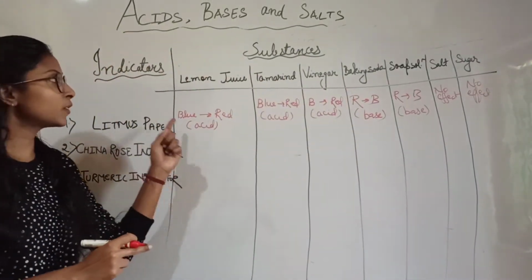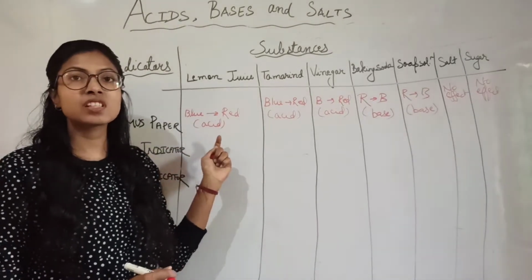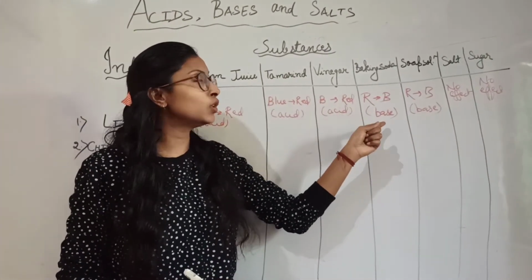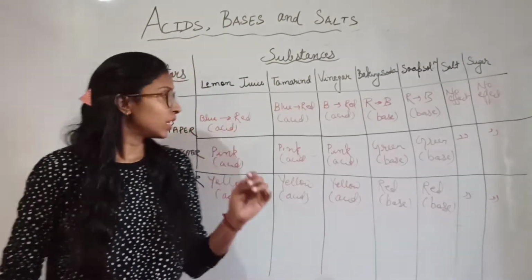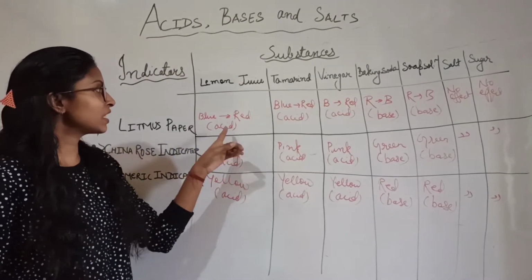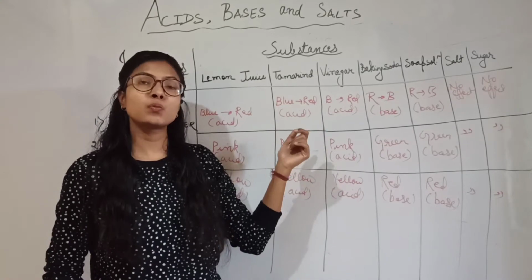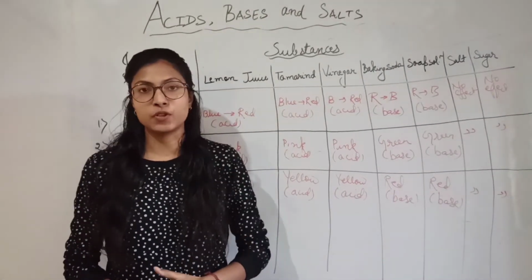So when the litmus paper is turning blue to red in a substance, it means that substance is acid, and when the red litmus is turning into blue in a substance, it means that substance is a base. So now we will perform the activity to see whether the changes which we have written here are exactly the same when we perform the activity or not. So first we will perform the activity with the litmus paper.